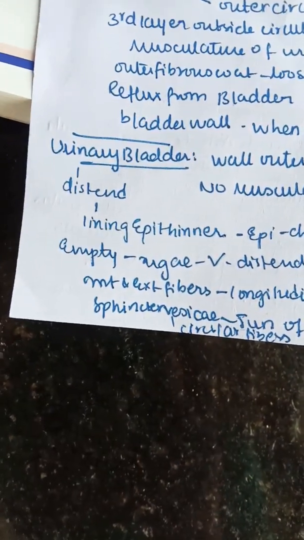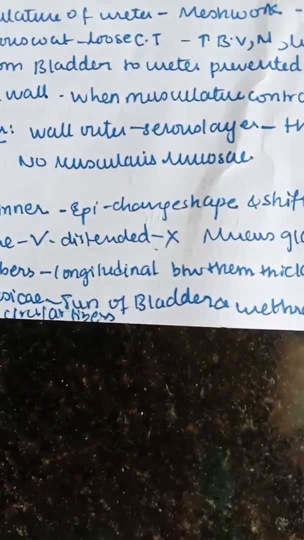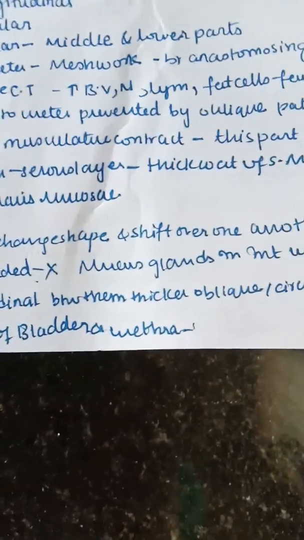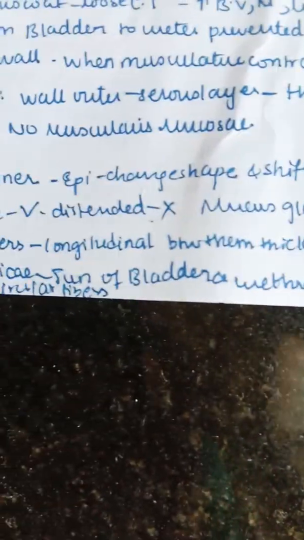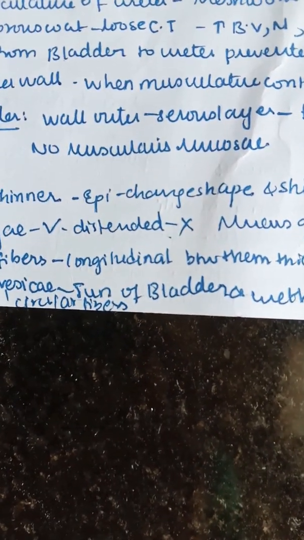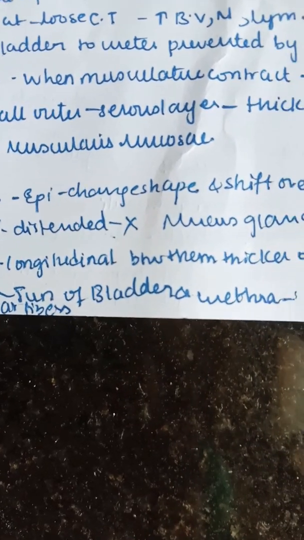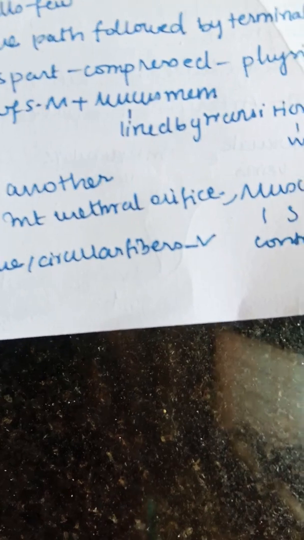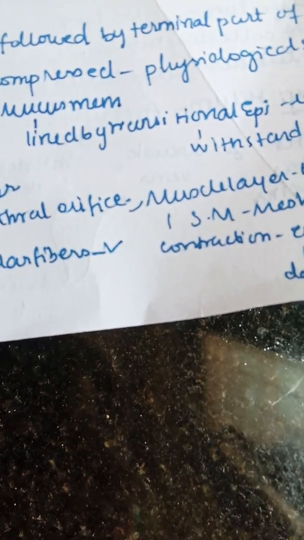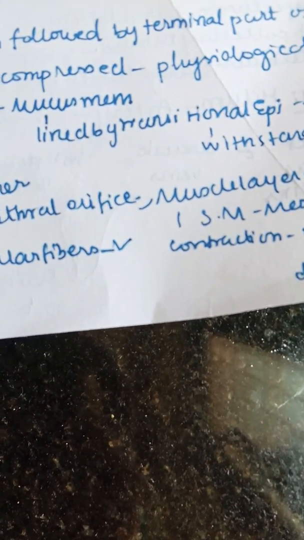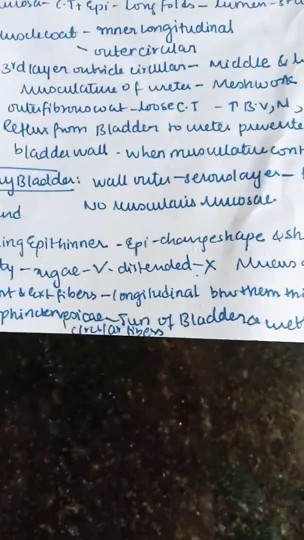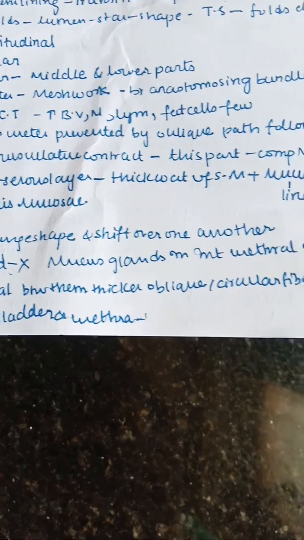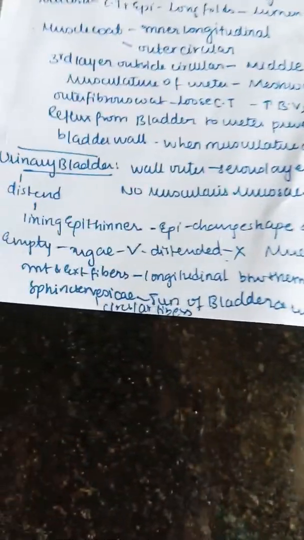Whenever the urinary bladder is distended, the lining epithelium changes shape, shifting over one another. When it is empty, the rugae are present; when distended, the rugae are not present. Mucous glands are present at the internal urethral orifice, where the muscle layer is thick and a smooth muscle meshwork is present. The internal and external fibers are longitudinal, with thicker oblique and circular fibers between.